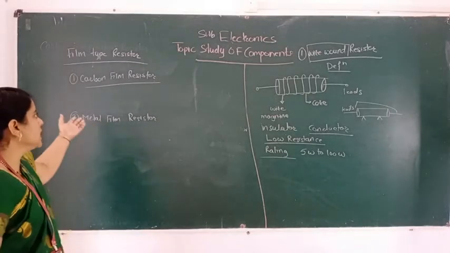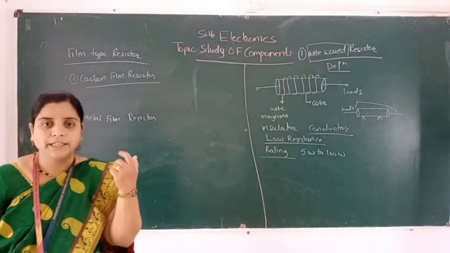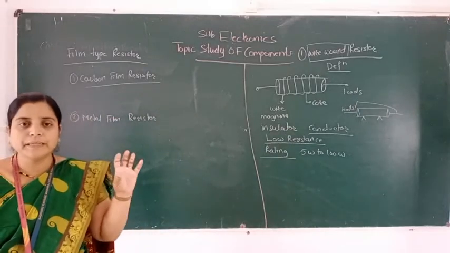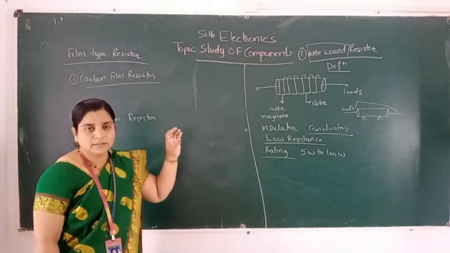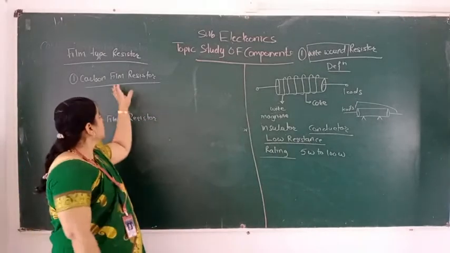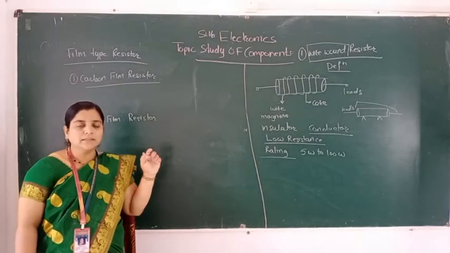Carbon film resistor means what? A film of carbon is used there. Film means what? It's not a picture that we see on TV. It's not that kind of film. Then what is the film? Yes, it is like an IC.